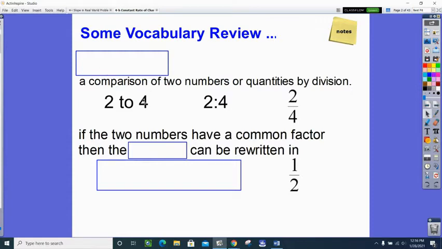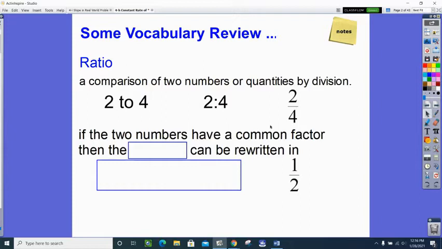I have some words hidden here. What are these called? A comparison of two numbers or quantities by division. I'll give you a clue: it begins with the letter R. Hopefully you remember that that is a ratio. So 2 to 4, 2 over 4. These are all ratios. Yes, a fraction is a ratio comparing a numerator to a denominator.